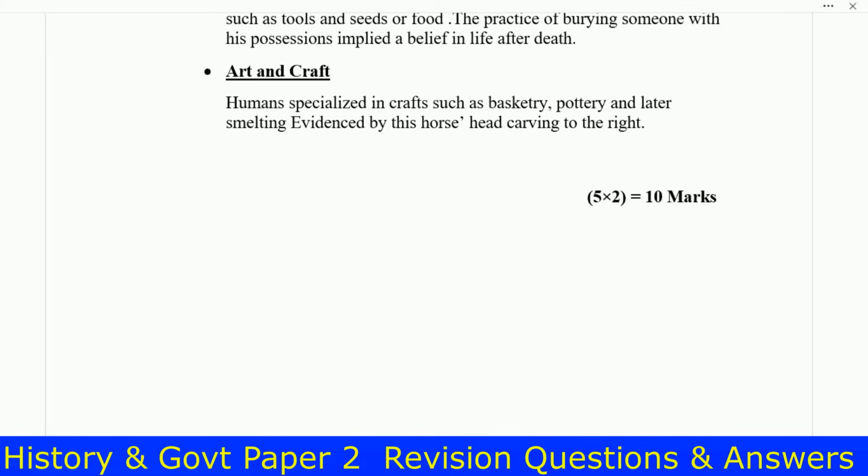Art and craft in the New Stone Age. Humans specialized in crafts such as basketry, pottery, and later smelting, evidenced by horn and carving.